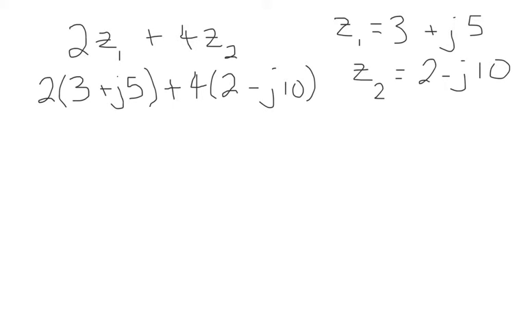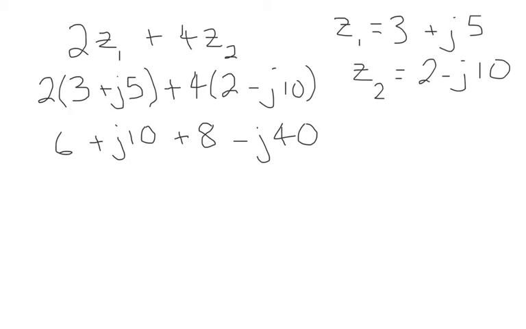Multiply each bracket out. 2 times 3 is 6. J multiplied by 2 5s, 10. Multiply the second bracket. 4 2s is 8. Careful, we have a positive multiplied by negative, which is a negative. J, 4 10s is 40.